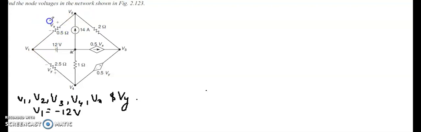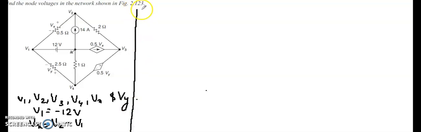And Vx, the positive of Vx is at V2. Therefore, we can write Vx is equal to V2 minus V1. Likewise, you should write what is Vy. What is Vy? Vy is equal to V4 minus V1. Did you all get it right? Okay, we'll move on to the next.